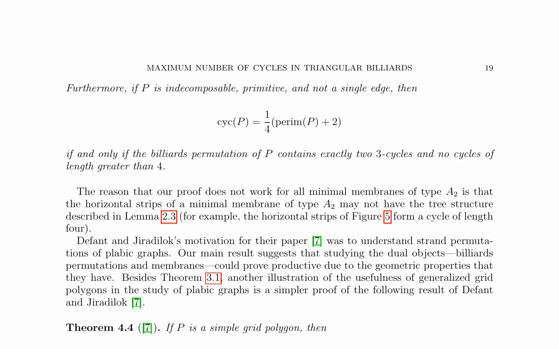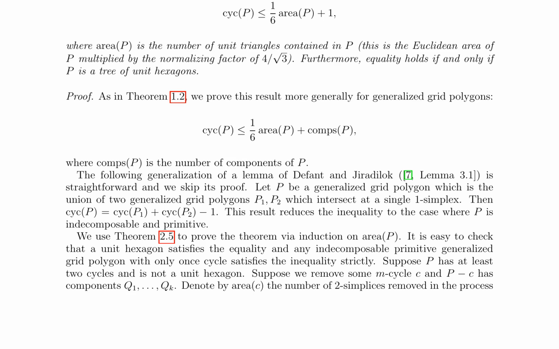Defant and Jiradilok's work on strand permutations of Plabic graphs serves as motivation for studying dual objects like billiards permutations and membranes. Their research has led to a simpler proof for a result, which shows that the maximum number of cycles in a simple grid polygon is less than or equal to 1 plus 6 times the area plus 1, with equality holding if the polygon is a tree of unit hexagons.